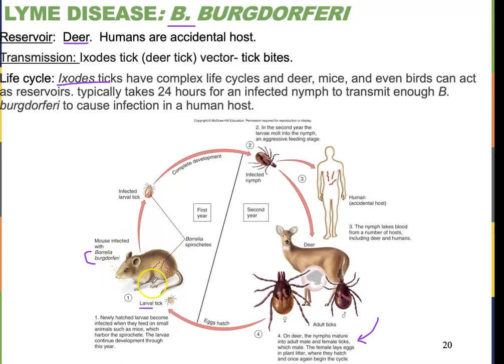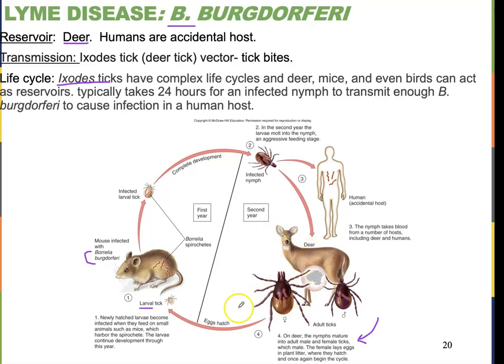They infect a mouse. When the larva comes out of the mouse, you have this infected larva. So the mouse has this Borrelia inside of it. And then here's the infected tick. And then it's going to bite the person, and we get passed on the Borrelia burgdorferi bacteria into our bodies. Or, of course, the deer is the normal host.